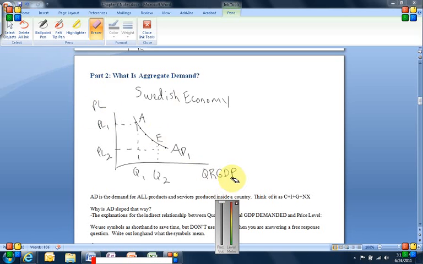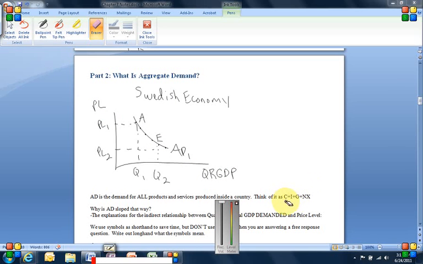And that's really what aggregate demand is. It's the demand for all products and services produced inside a country. And think of it as the C plus the I plus the G plus the NX that we talked about using the expenditures approach to calculate GDP. The circular flow helps us visualize this.